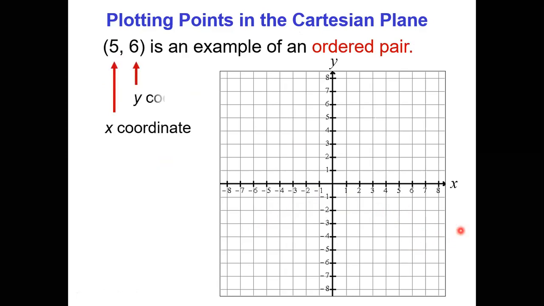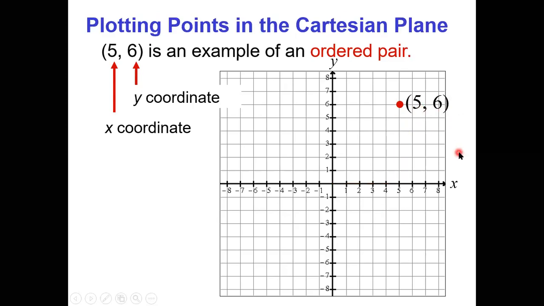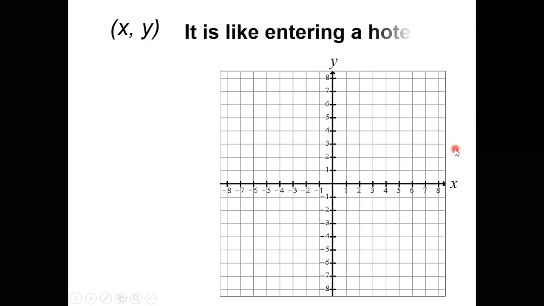That is the X coordinate. And the second one is the Y coordinate. So first move across 5 and the second point is 6. X coordinate is 5, so move 5 across, after that Y coordinate is 6. So move 6 up. And this is the point, this is the coordinate 5, 6. And 5, 6 is an example of an ordered pair.